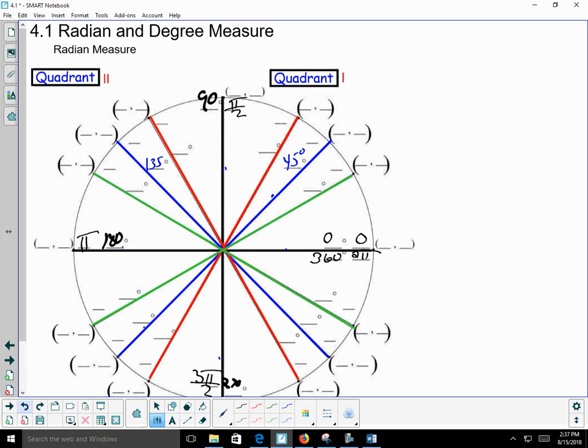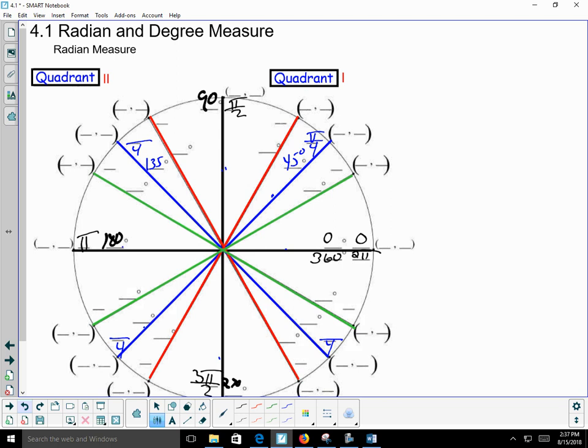Now, when I do it in radians, what's half of pi over 2? Well, what's half of 1/2? That's going to be pi over 4. So every line that's blue is going to have a denominator of 4. This one over here is going to have a denominator of 4. This one down here, denominator of 4. This one over here, denominator of 4, because these are doing my quarter chunks.